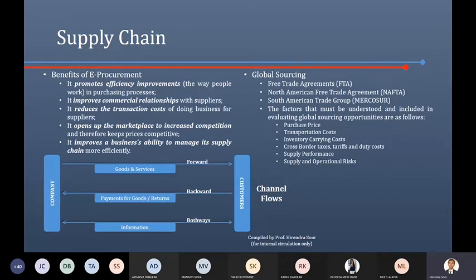So forward is your goods and services which a company provides to the customers. Backward is payment for goods and returns. And both ways is the information, when the company is sharing the product information with the customers, and customer insights and requirements are shared with the organization. So it actually flows both ways. So these are the three channel flows which become very important.